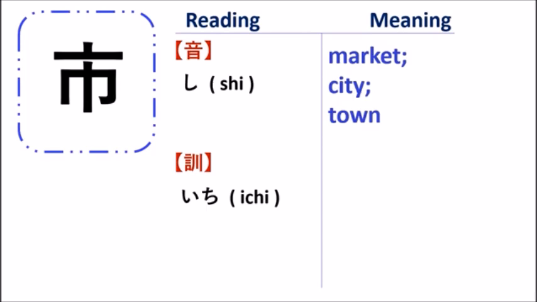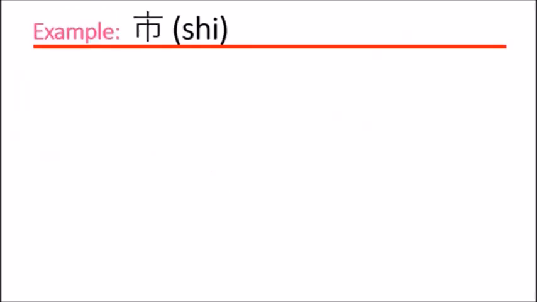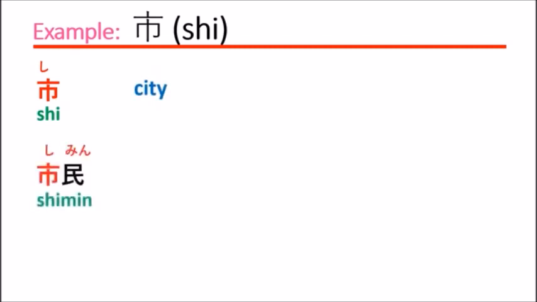The next, let's go and see some examples of how to use the kanji. Shi means city. Shi means citizen or citizenry or public. This kanji, you will see that shi means the city, right? It means the people. So the people in the city means citizen.